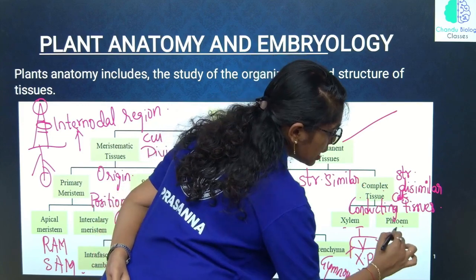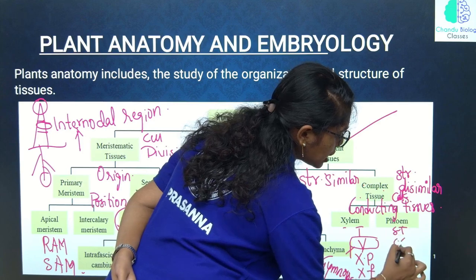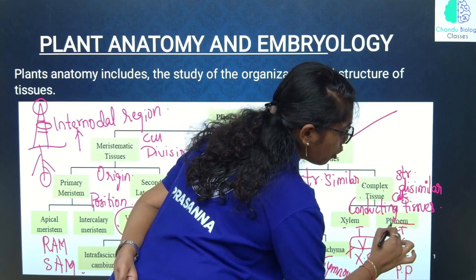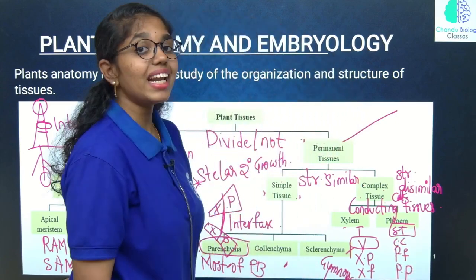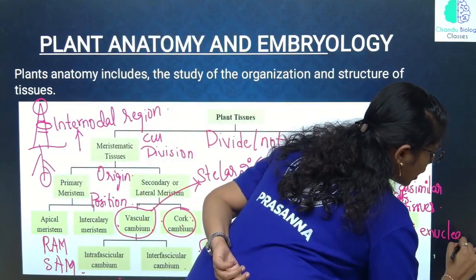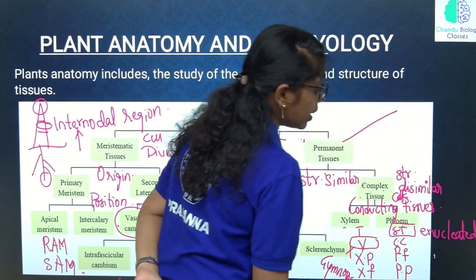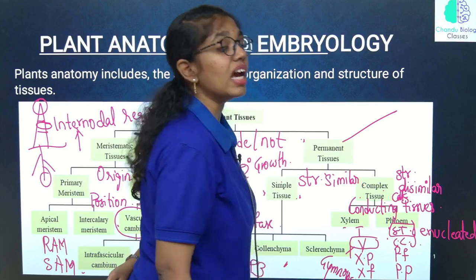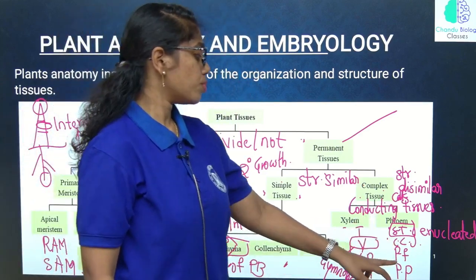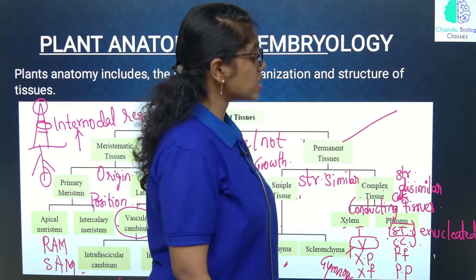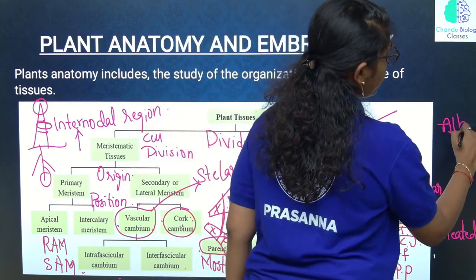Phloem includes sieve tubes, companion cells, phloem fibers and phloem parenchyma, of which sieve tube cells are enucleated. And sieve tubes and companion cells are absent in gymnosperms. Rather, in gymnosperms, sieve tubes are present as sieve cells, and companion cells are present as albuminous cells.